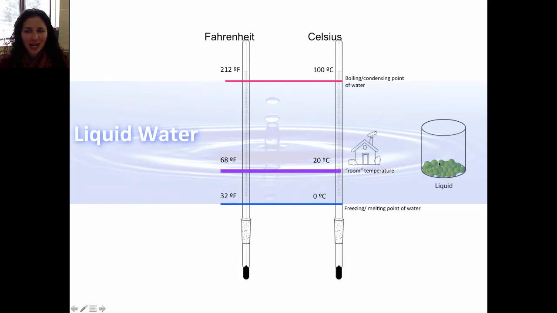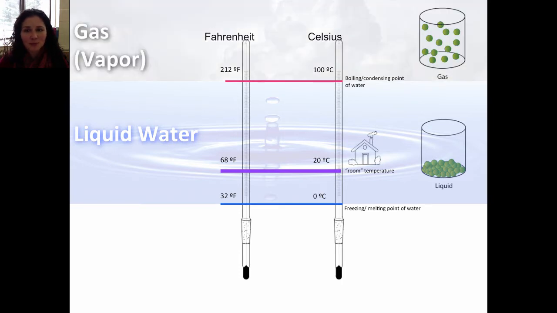And if I could animate my slide, I would show that these little balls are moving all around. So they're touching each other, but they aren't fixed to one another. They can move. If I would heat up the water, so if I started at 20 degrees and I heated the temperature up to this point here, this is the boiling and condensing point of water. This is when the liquid water would begin to boil and it would turn into a vapor.